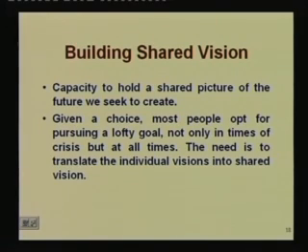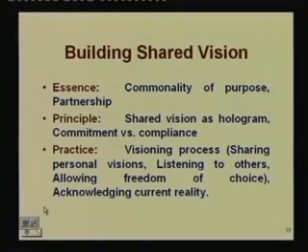This is where most conflicts arise also. You see, I have my vision, you have your vision, the company has its vision. If these three do not meet, we really cannot build learning organizations. So: essence, commonality of purpose, partnership, shared vision as hologram, commitment versus compliance. The visioning process: sharing personal visions, listening to others, allowing freedom of choice and acknowledging current reality. All these must be done.